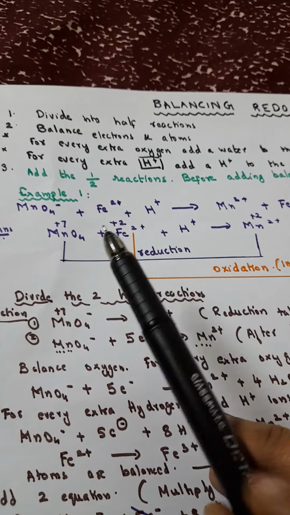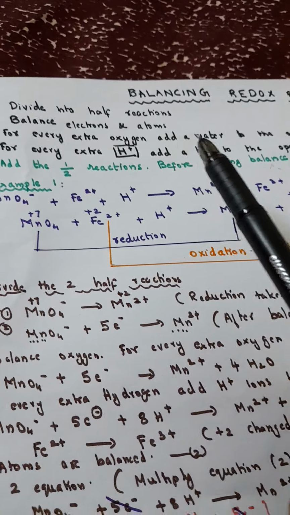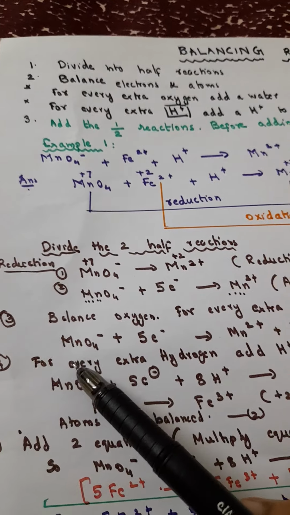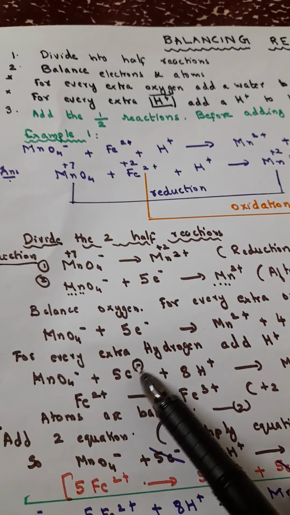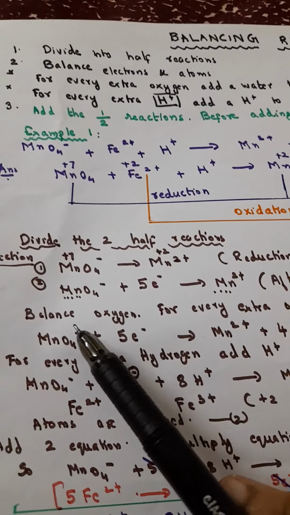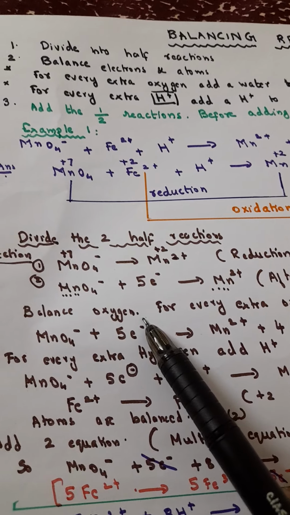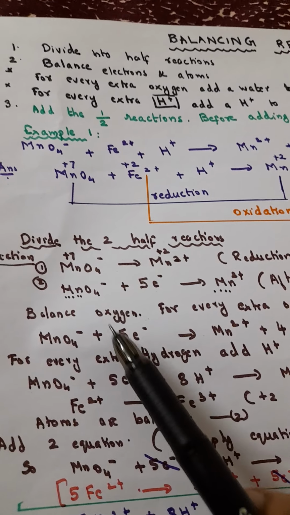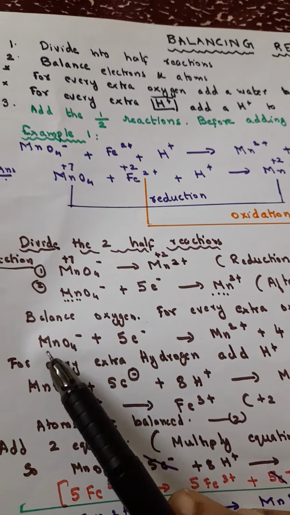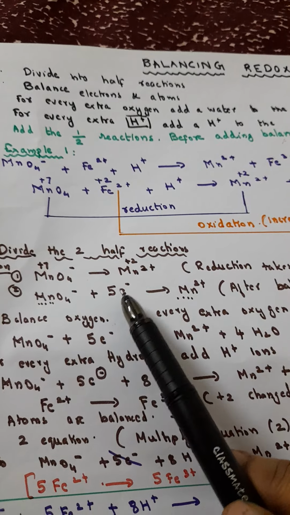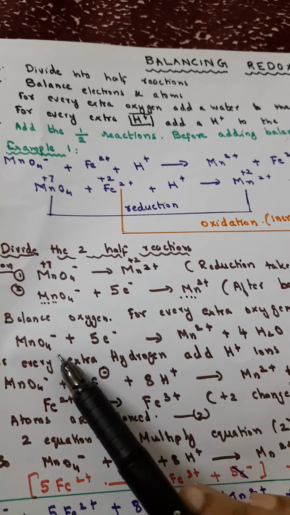After that, what is the next step? For every extra oxygen, add a water to the opposite side. And for every extra hydrogen, you have to add H plus ions to the opposite side. Before that, we are trying to balance oxygen. How many oxygen atoms are there here? It is 4 oxygen. We already put 5 electrons here, so the number of oxygen is 4. So how much water do we have to add?